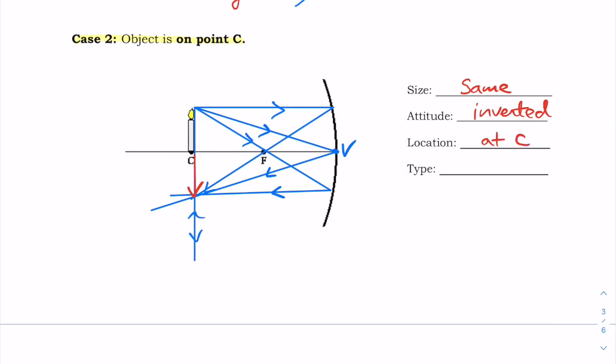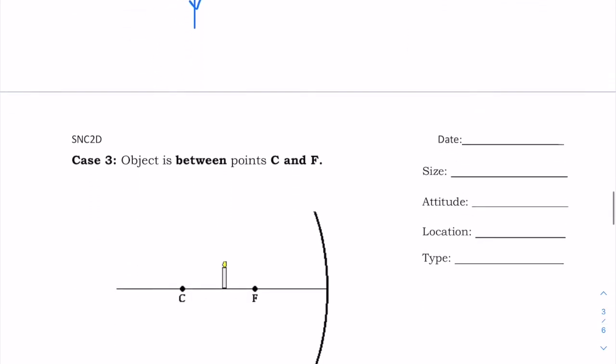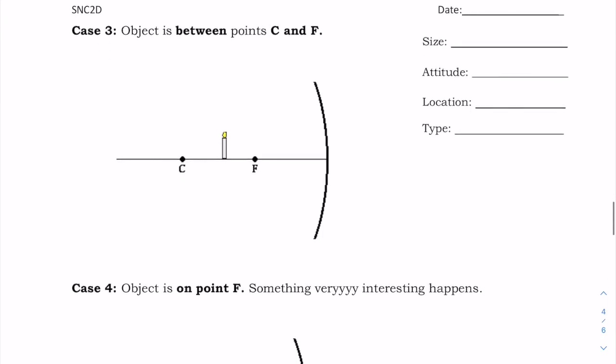I know in my picture it maybe looks like it's a little to the right of C. It should be right at C. And this would also be a real image. Okay, so this will always be true for objects that are placed at point C. That was case number 2. Let's move on to case 3. What happens when your object is between C and F?